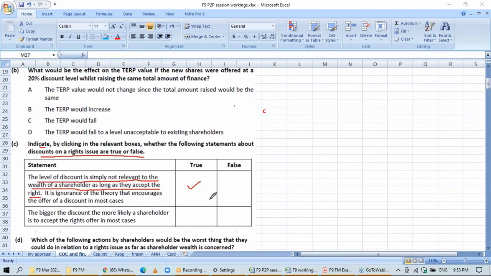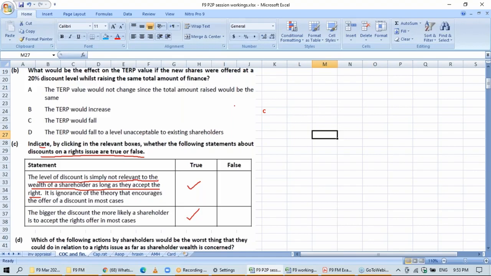Okay, next. The bigger the discount, the more likely a shareholder is to accept the rights offer in most cases. So that's also correct. The more the discount, as said in part B, the theoretical ex-rights price will fall, but he can buy more shares. By paying a smaller amount, he can buy more shares. So if prices are low, demand will be high. So that's correct. Both of these are true.